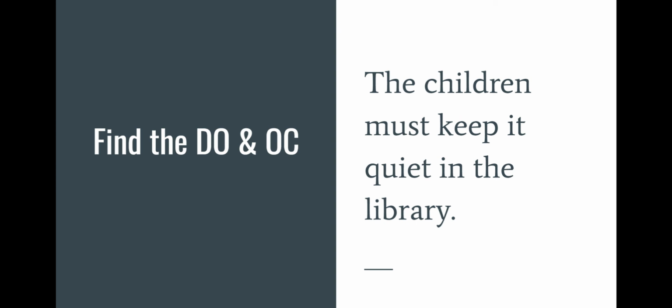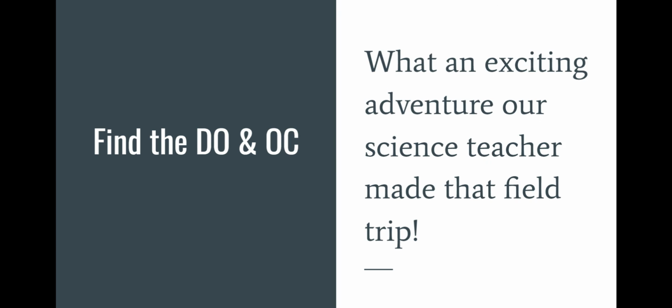The children must keep it quiet in the library. So we've got the subject children and the verb must keep. The children must keep what? It. So it is the DO, and then quiet is the OC because it's telling what they must keep it or how they must keep it.